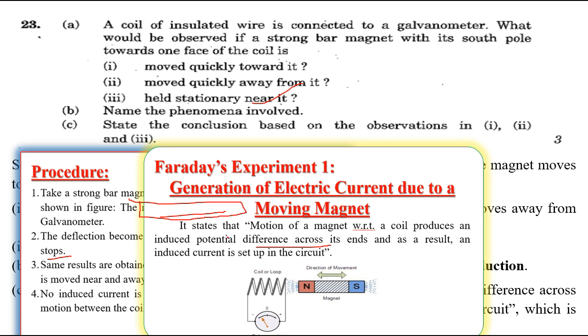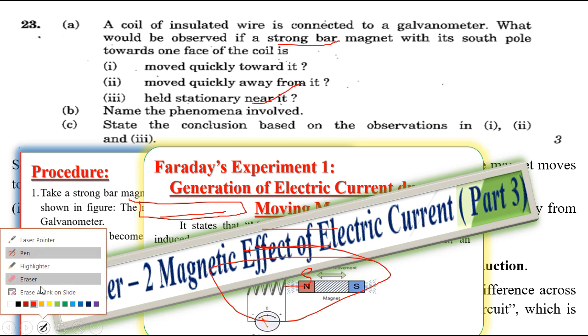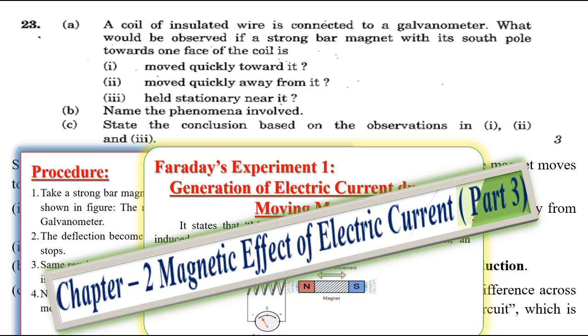Again, the slide that I have taken states that the motion of the magnet with respect to the coil produces an induced EMF across its ends. And this is the diagram that we have seen in our class. In our class we have seen it from the north pole, and since it is saying south pole, you have to write south pole here, you don't have to write north pole. If you have any doubt regarding this, you can go to chapter number 2, magnetic effect of electric current, and watch part 3 of this chapter, and if you are having any doubt, it will be cleared.